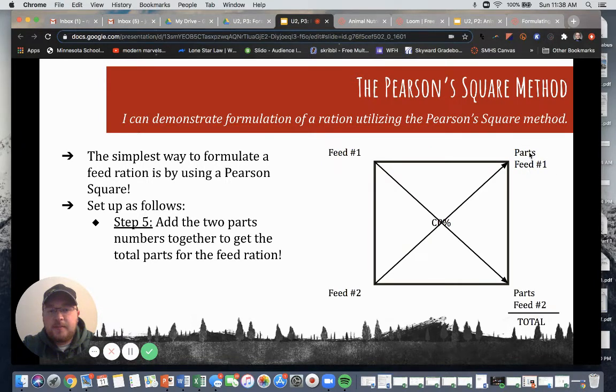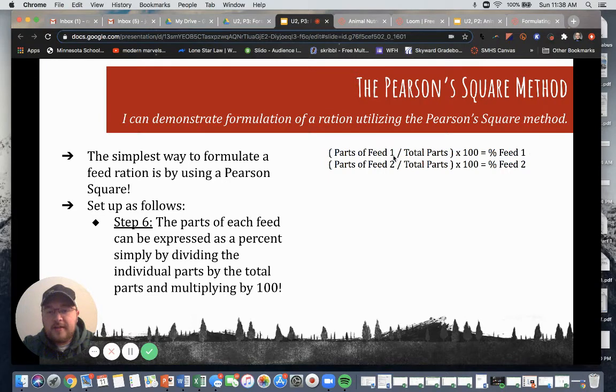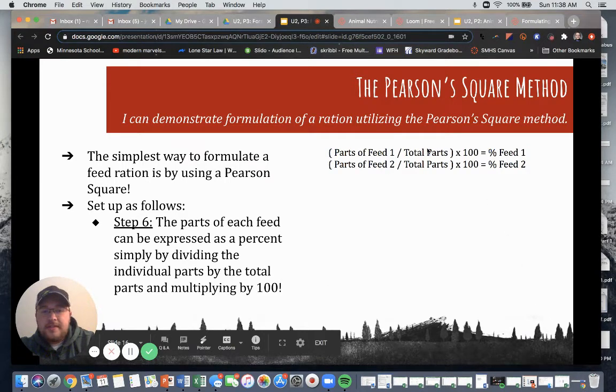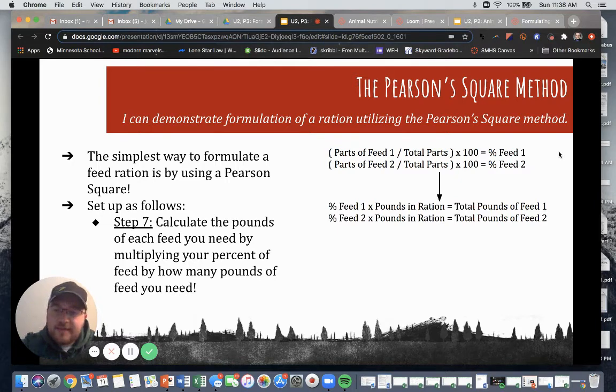So parts of feed number 1 is right here. We put that right in here. Our total parts is down in the lower right-hand corner after we added 1 and 2 together. We divide it by that total parts and multiply it by 100. Okay. Then step 7, we calculate the pounds of each feed you need by multiplying your percent of feed by how many pounds of feed that you need.